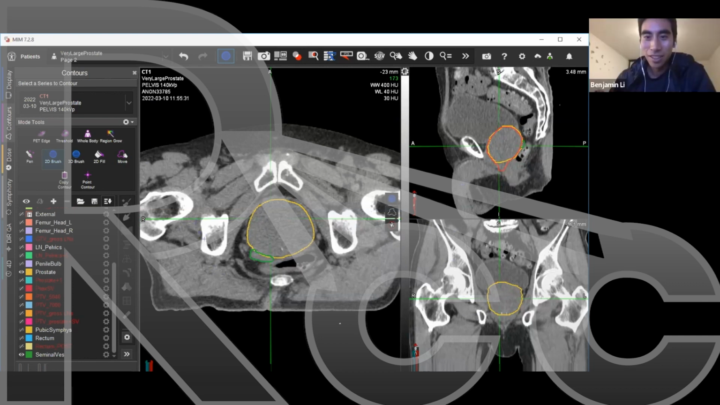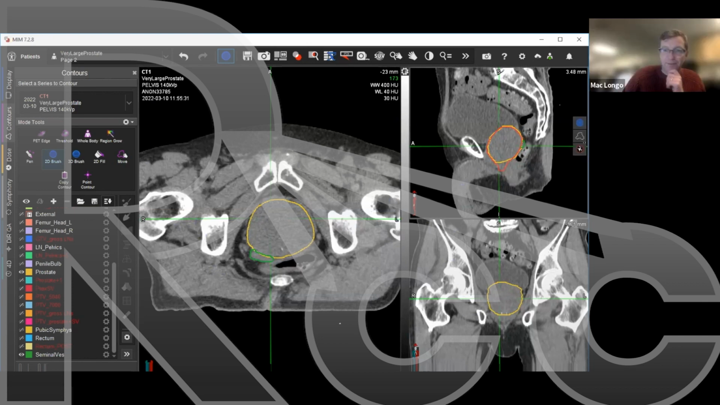Also, I just want to call attention to the fact that on the sagittal, you can see this gentleman's penis is kind of in parallel with the apex, and that's something you would want to pay attention to. If his penis was pushed anterior and superiorly, you could be inadvertently exposing it to entrance and exit dose. So again, just another reason to pay attention to what you are simulating.